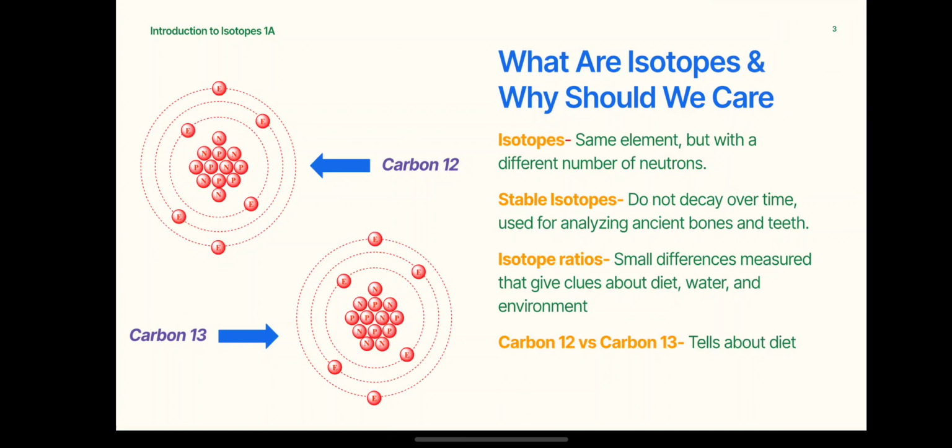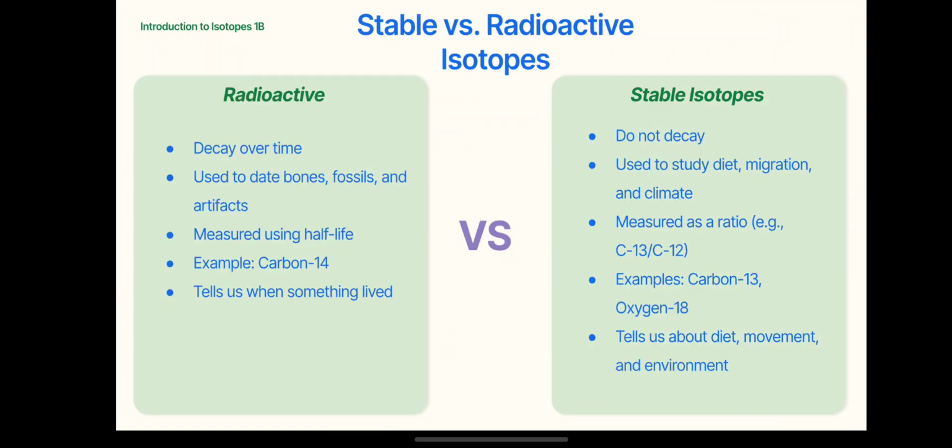But before we get into how all that works, we first need to look at the two main kinds of isotopes scientists study: stable and radioactive. Not all isotopes behave the same way. Some are radioactive, which means they break down over time. These are useful for dating fossils and artifacts, like using carbon 14 to figure out how old something is.